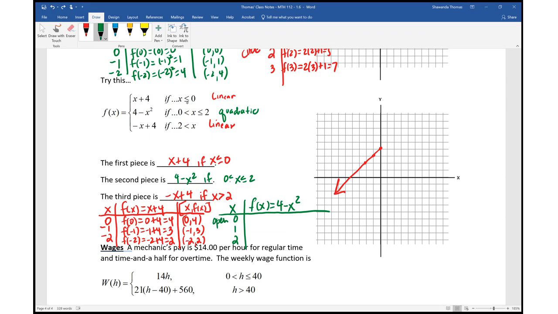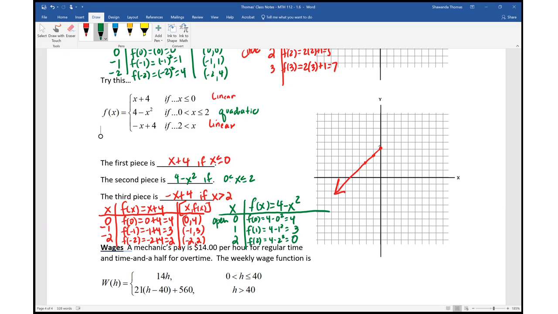All right, and less than or equal to 2. So 0 would be f of 0 equals 4 minus 0 squared, which is 4. F of 1 would be 4 minus 1 squared, which is 3. F of 2 would be 4 minus 2 squared, which is 0. So let's plot that, realizing that it's quadratic.